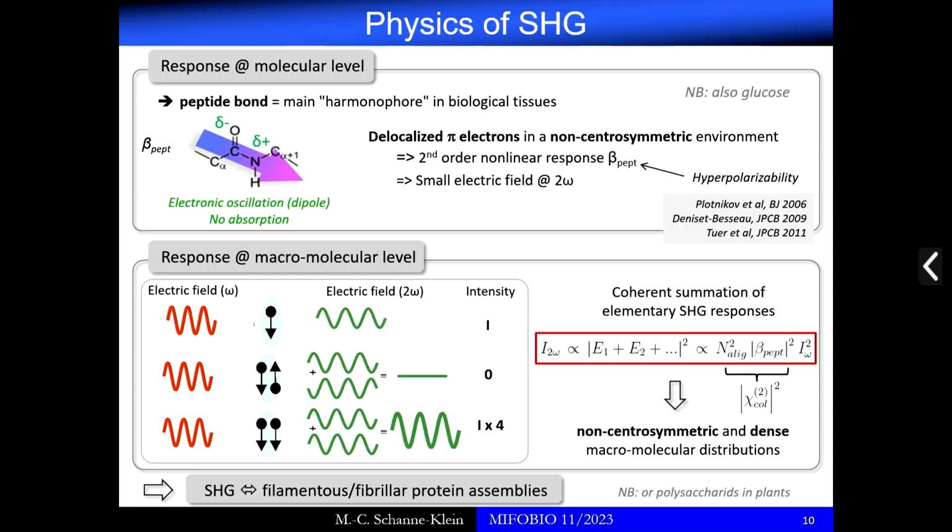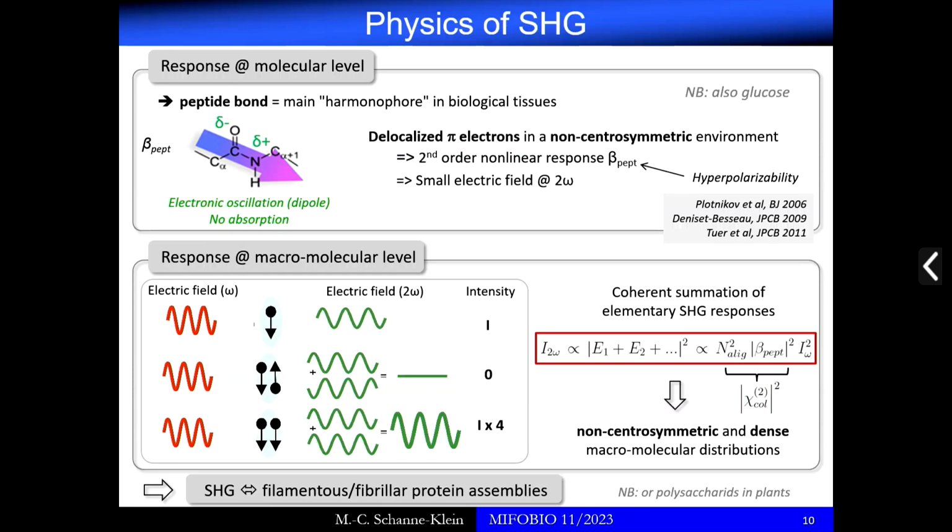So if we have two peptide bonds that are aligned in anti-parallel directions, it means that we have electric fields that have opposite phases, and we have no signal. When they have parallel directions, they have the same phases, the electric field is doubled, and as the intensity is the square of the electric field, it's multiplied by 4.